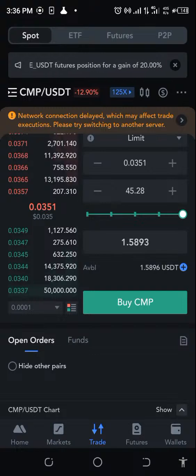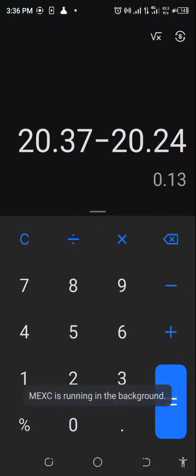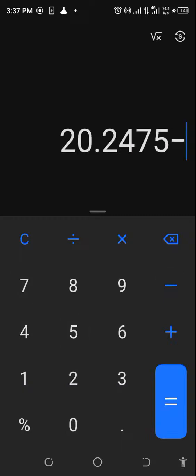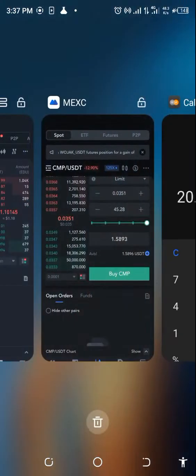So if I take, it was 20.247, all right? That was the price. That was what we had before, okay? So if I had 20.247, I think 2475, yes, minus what we have, which is 1.58. Let's just go check what this is.